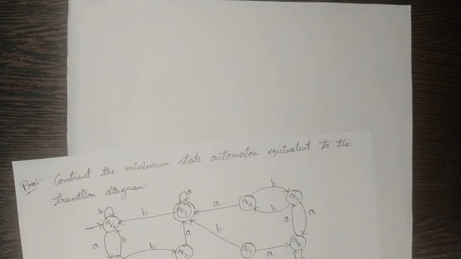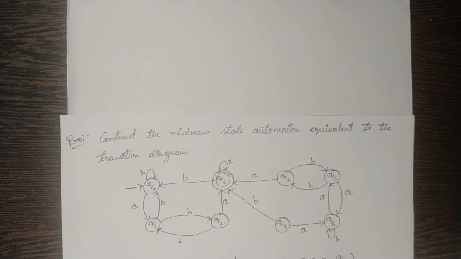Today we will learn another example for minimum state automata. Consider the minimum state automaton which is equivalent to the transition diagram. This is the transition diagram. Carefully note this diagram. In this diagram, we observe there are 7 states, one initial state that is Q0, and one final state that is Q3. And the inputs are A and B.